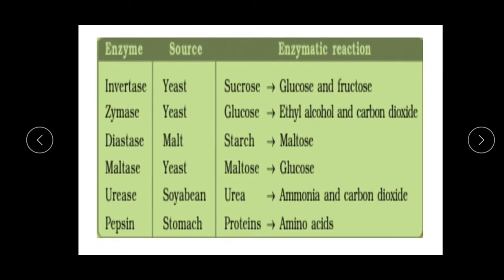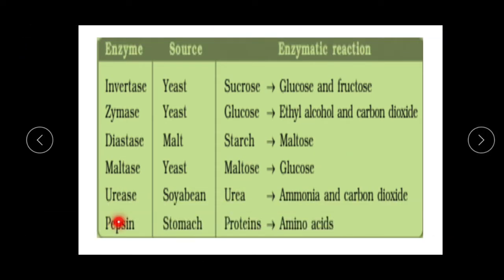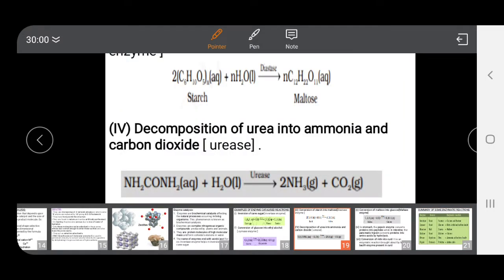Here we have the summary of the enzymatic reactions. Like invertase, we have already seen it converts sucrose into glucose and fructose. Zymase converts glucose into ethyl alcohol and carbon dioxide. Diastase converts starch into maltose. Maltase converts maltose into glucose. Urease converts urea into ammonia and carbon dioxide. Pepsin converts proteins into amino acids.